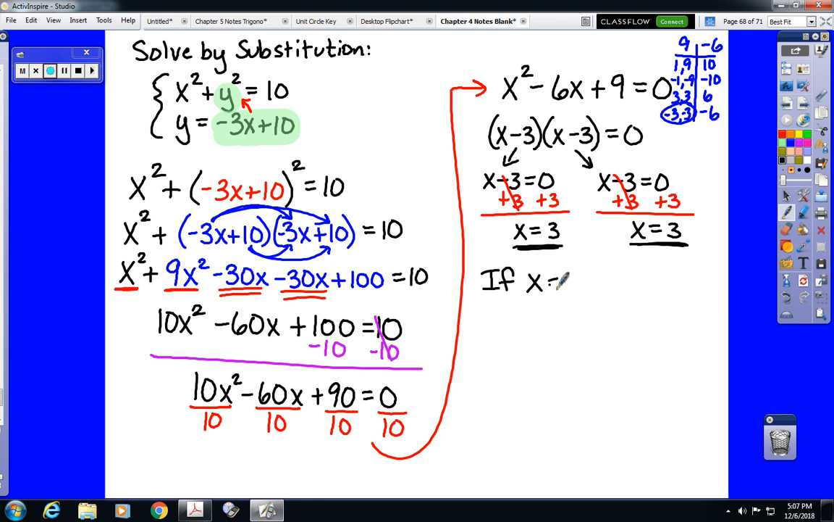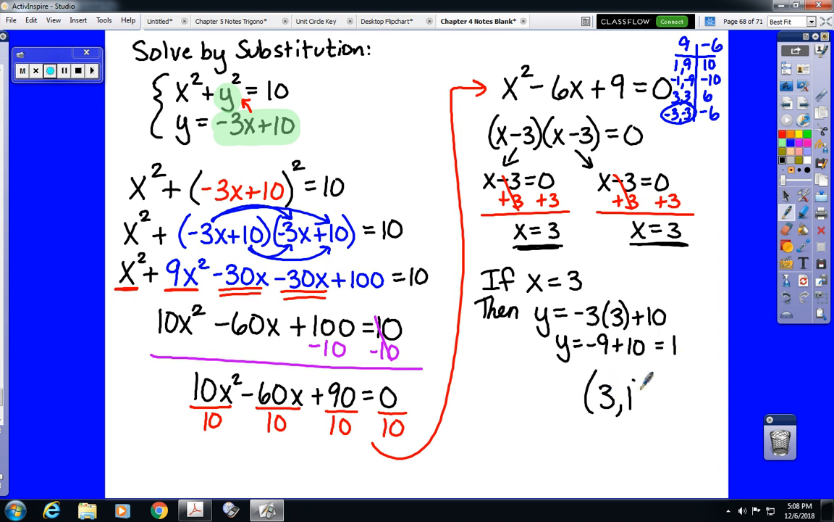So if x is equal to 3, then we need to plug that in up here into one of these equations. Again, you could do either one, but it's far easier to use the bottom equation. So we're going to plug it in down here. It would be negative 3 times x, which is 3, plus 10. That would be negative 9 plus 10, or 1. So the solution to our system, the only solution to our system, is (3, 1).